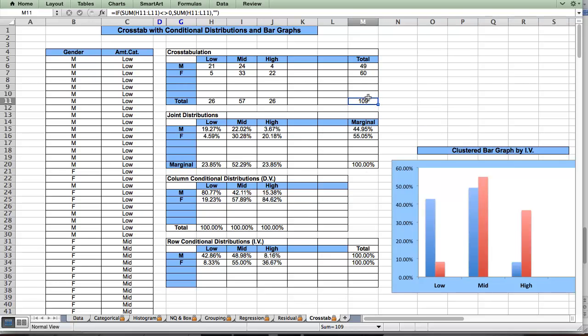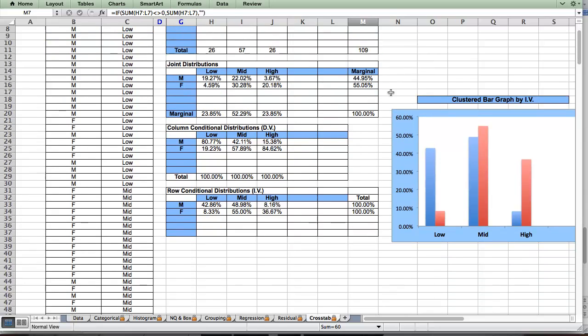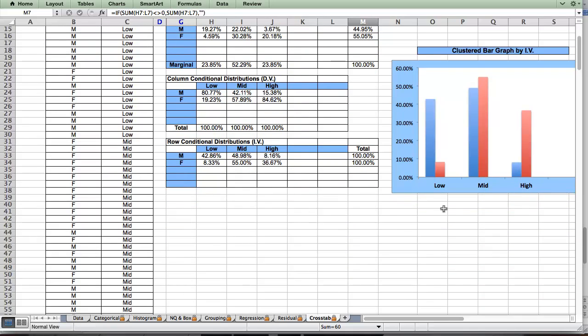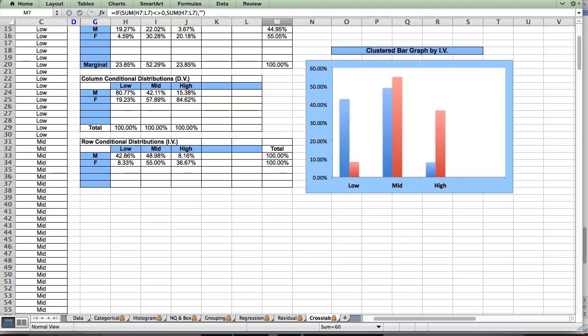So our row variable, or our independent variable on this table, our row variable is gender, and we could see our 49 men and our 60 women. And our column variable is the spending category. Now, the best way to show the effect that the gender category has on a spending category is by using a conditional distribution, or visually using the clustered bar graph, which is just the picture of our conditional distribution.